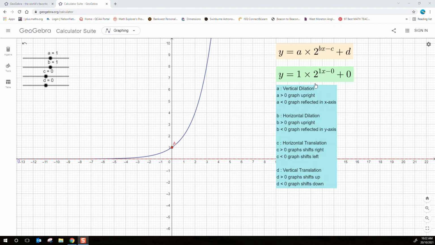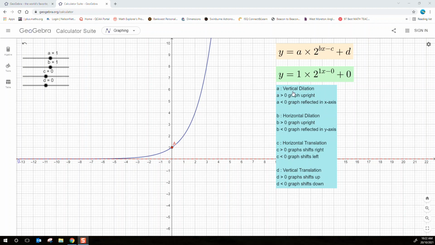So I've set these sliders up here for a, b, c and d, and you'll note that a is a coefficient that multiplies the function, then 2 is our base. It doesn't have to be 2, by the way. I'm just choosing to use 2 as the base of the function. It could be any number for the base. b is the coefficient multiplying by x. Subtract c, plus d. So let's check each one in turn.